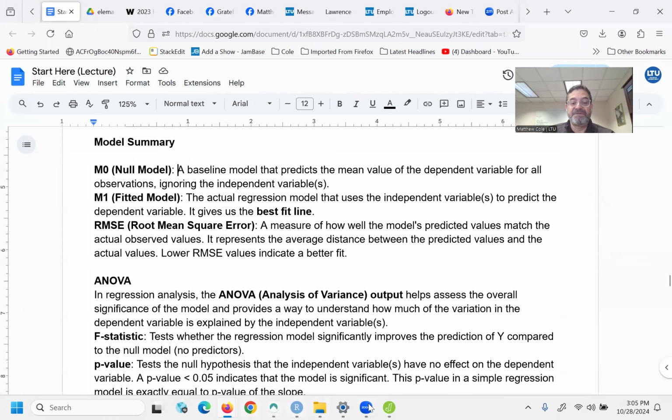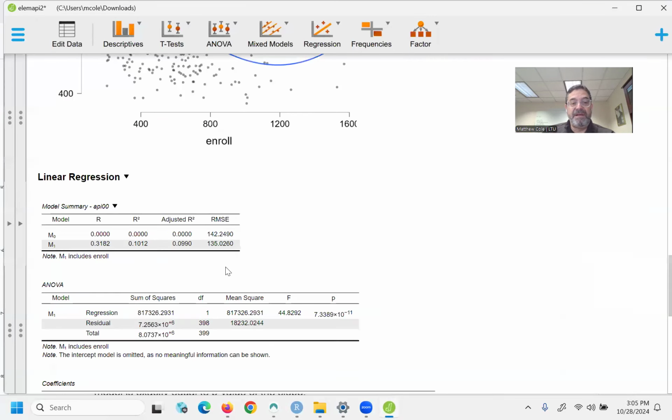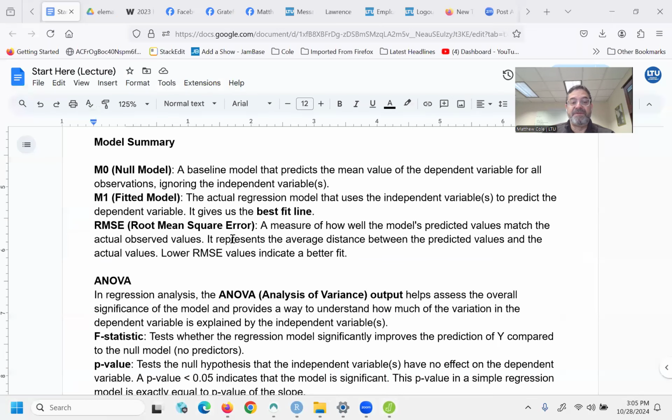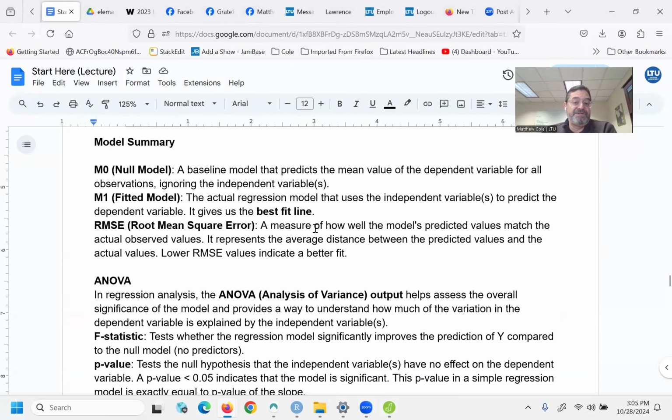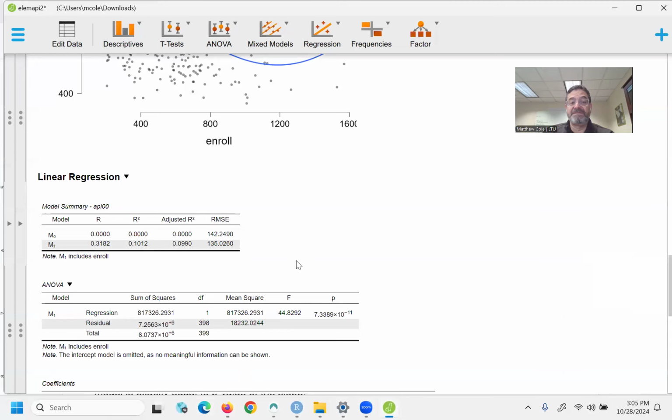RMSE, which is shown in the model analysis, refers to something called the root mean square error, a measure of how well the model's predicted values match the actual observed values. It represents the average distance between the predicted values and the actual values. Lower RMSE values indicate a better fit. And we see here the RMSE goes down as we add in predictors. So it's a better model.